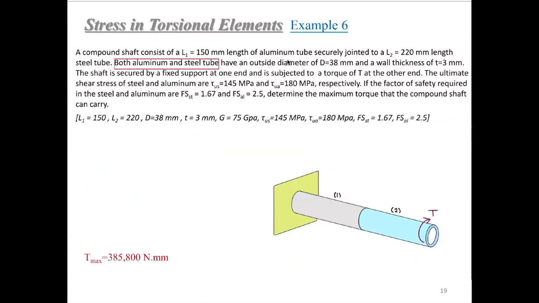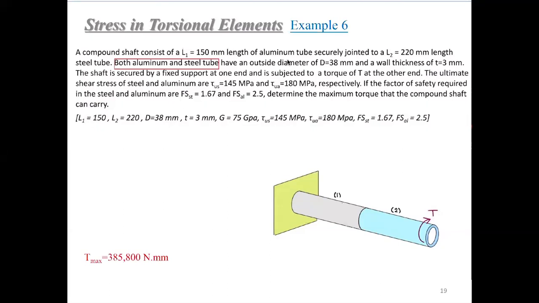So the last example for the stress analysis is a compound shaft, right? It consists of an aluminum tube, length L1, joined to a steel tube, length L2. Both the aluminum and the steel tube have an outside diameter of D equals 38 and a wall thickness of 3. The shaft is secured by a fixed support at one end and is subjected to a torque of T at the other end.